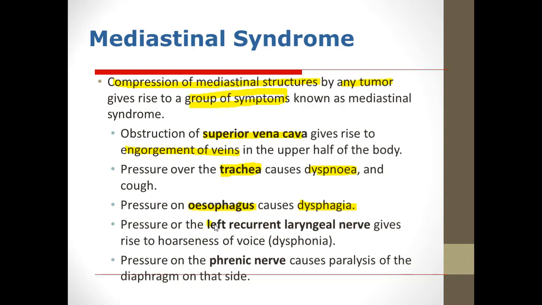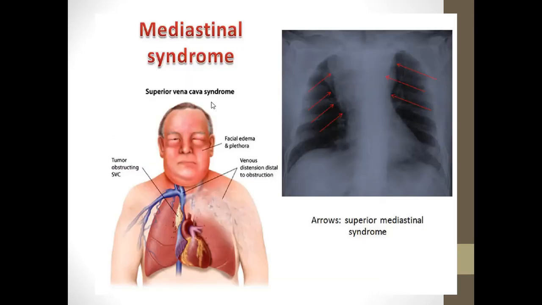Or if there is pressure on the left recurrent laryngeal nerve, this gives rise to hoarseness of voice, which is called dysphonia. Hoarseness is a husky voice, very harsh voice. And pressure on the phrenic nerve, which supplies the diaphragm, causes paralysis of the diaphragm on that side. If there is bilateral compression of the phrenic nerve, it will lead to cardiopulmonary arrest, especially pulmonary arrest, leading to death. So this is mediastinal syndrome.